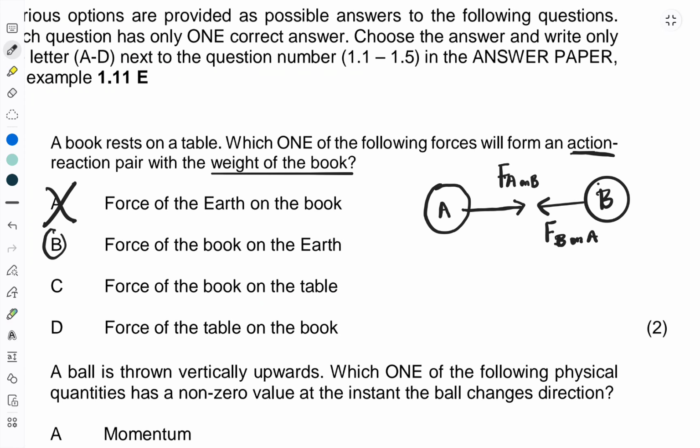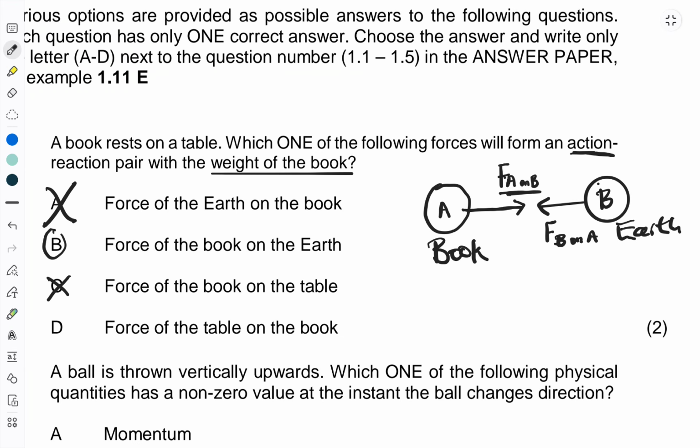Whenever you are looking for an action-reaction pair, the forces concerned should be of the same type, and additionally they should act on two different objects. In this case, the objects are one, Earth, and two, the book. Let's say this is my book and this is my Earth. These are two different objects, but you have the same type of force between them. So number C won't qualify because of that. It's a contact force, so it's ultimately out. A contact force and a gravitational force cannot be an action-reaction pair because they are different types of forces.